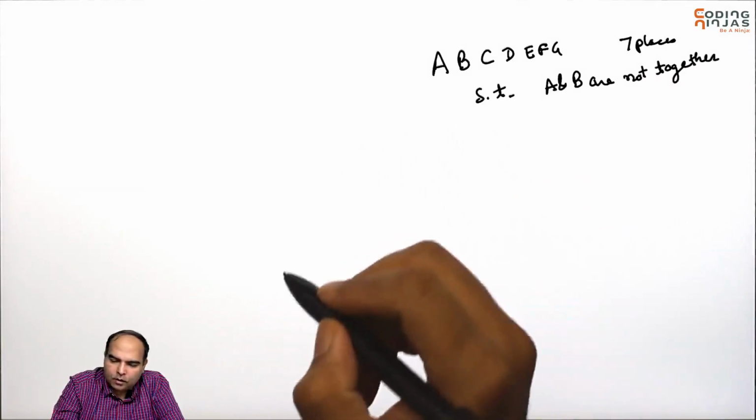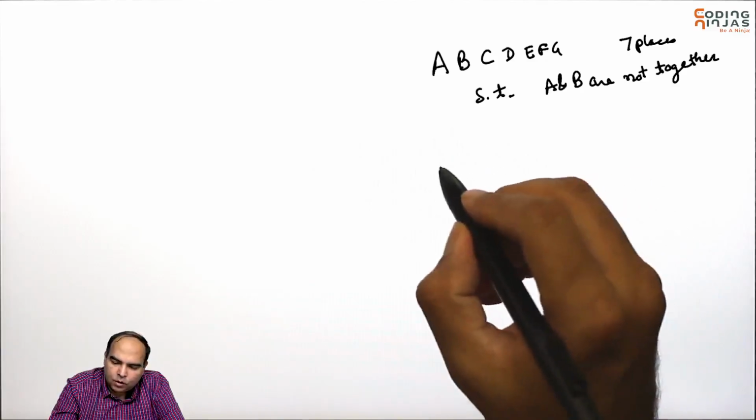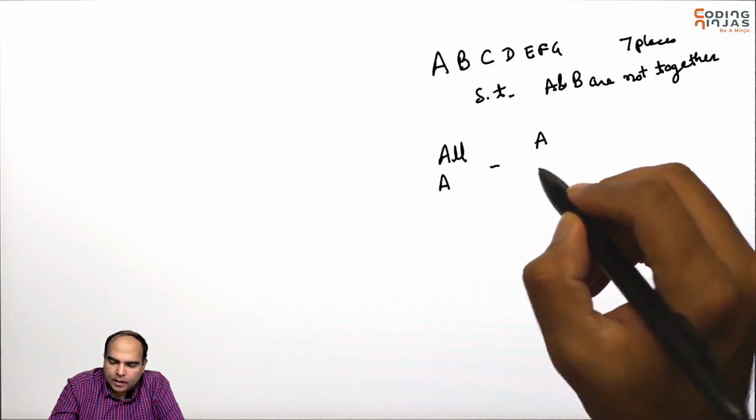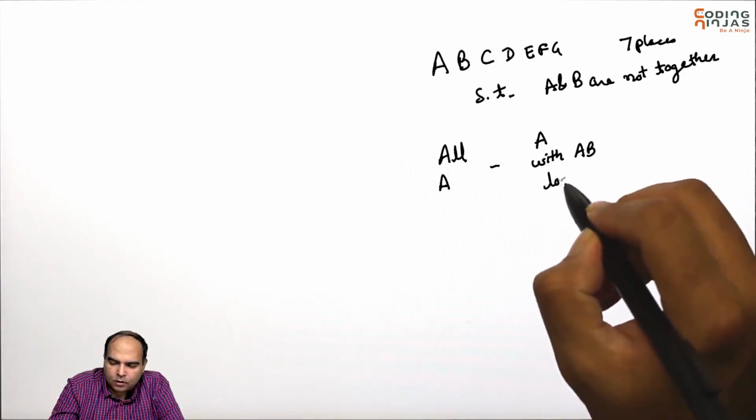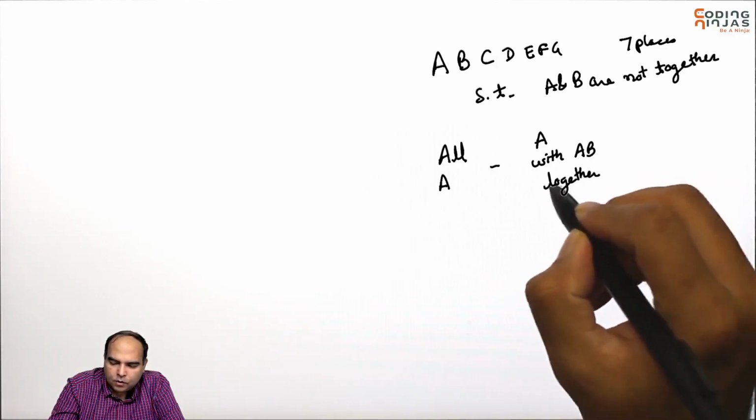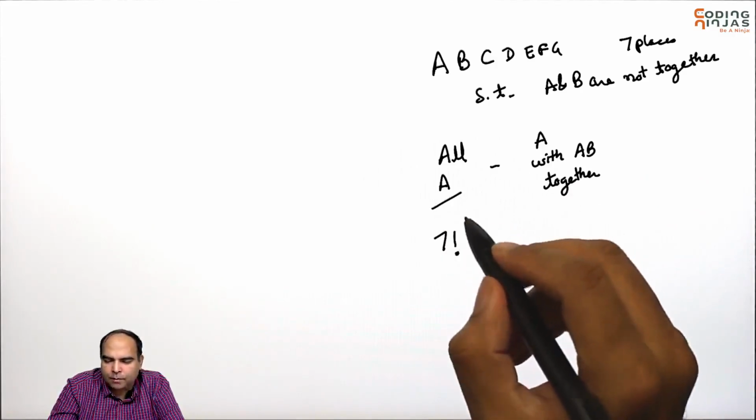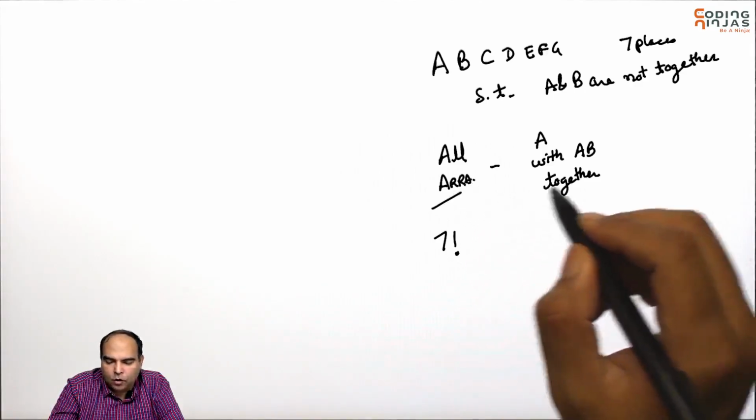A and B are not together. So in this scenario, what you do is you can do this with all arrangements minus arrangements with AB together. So in this question, the answer would be 7 factorial, because that's all the arrangements of A, B, C, D, E, F, G. I meant all arrangements here, not all A.